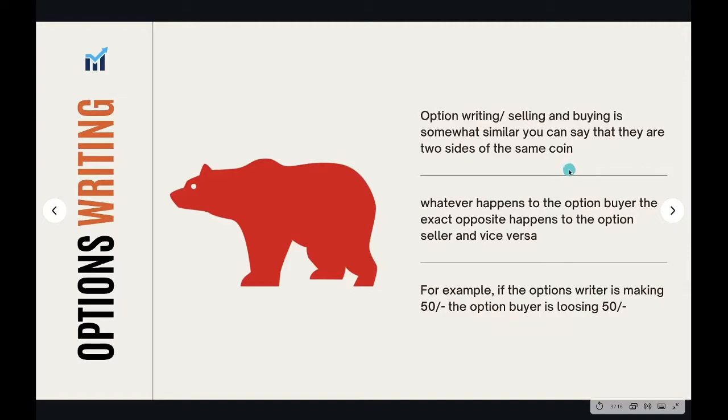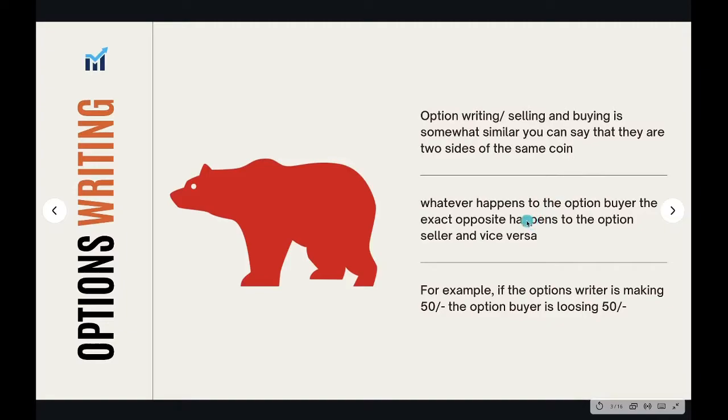Okay, so for those of you who already understand short selling, option selling or writing is somewhat similar to what happens in stocks or derivatives. It is the same thing. As you know, there are always two sides of a coin, right? One is head, one is tail. The same way in a stock, there are two sides. One is buy, one is sell. So that is what I'm trying to explain here.